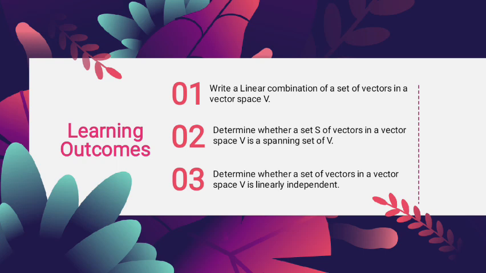But before I proceed, allow me to read the learning outcomes for this lesson. At the end of the lesson, students will be able to write a linear combination of a set of vectors in a vector space V. Secondly, determine whether a set S of vectors in a vector space V is a spanning set of V. And lastly, determine whether a set of vectors in a vector space V is linearly independent.